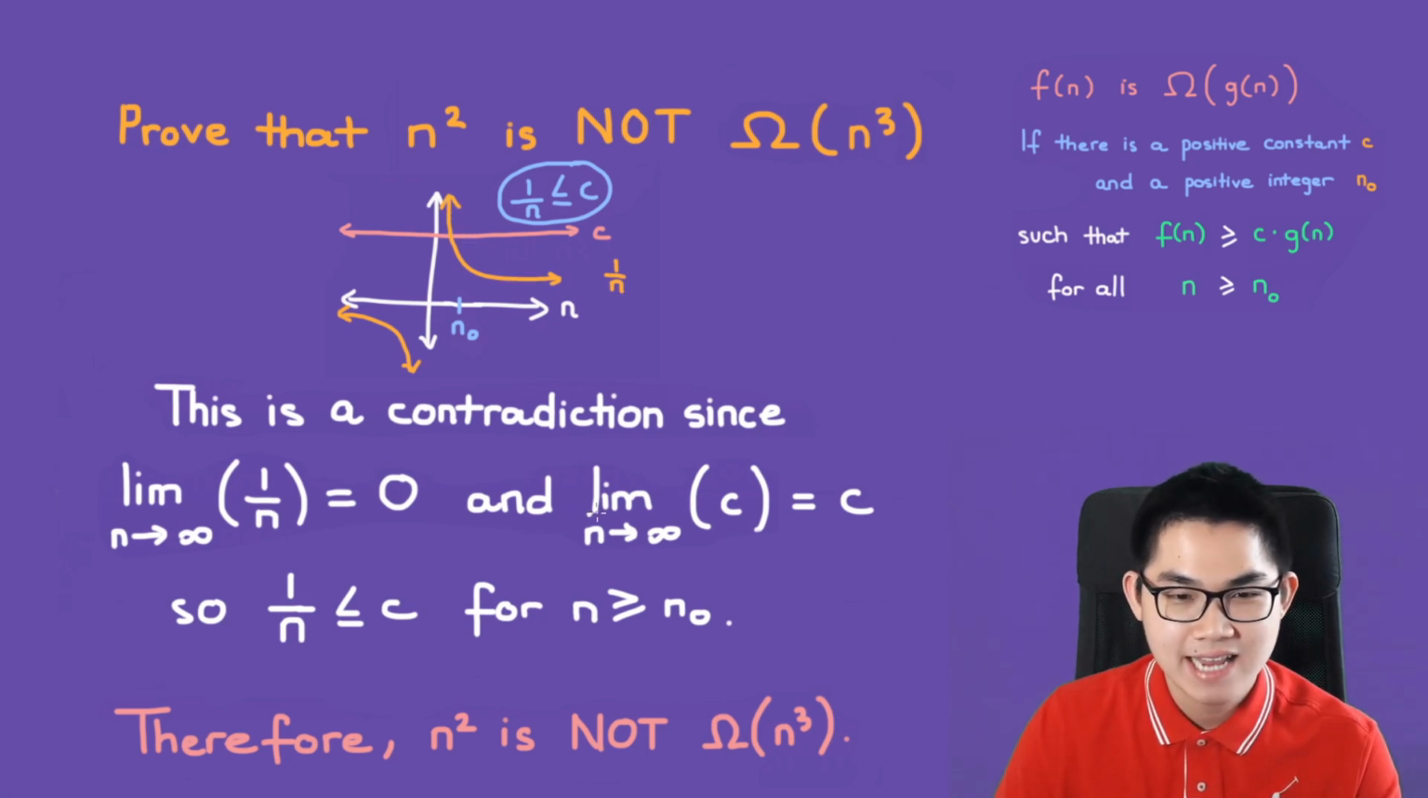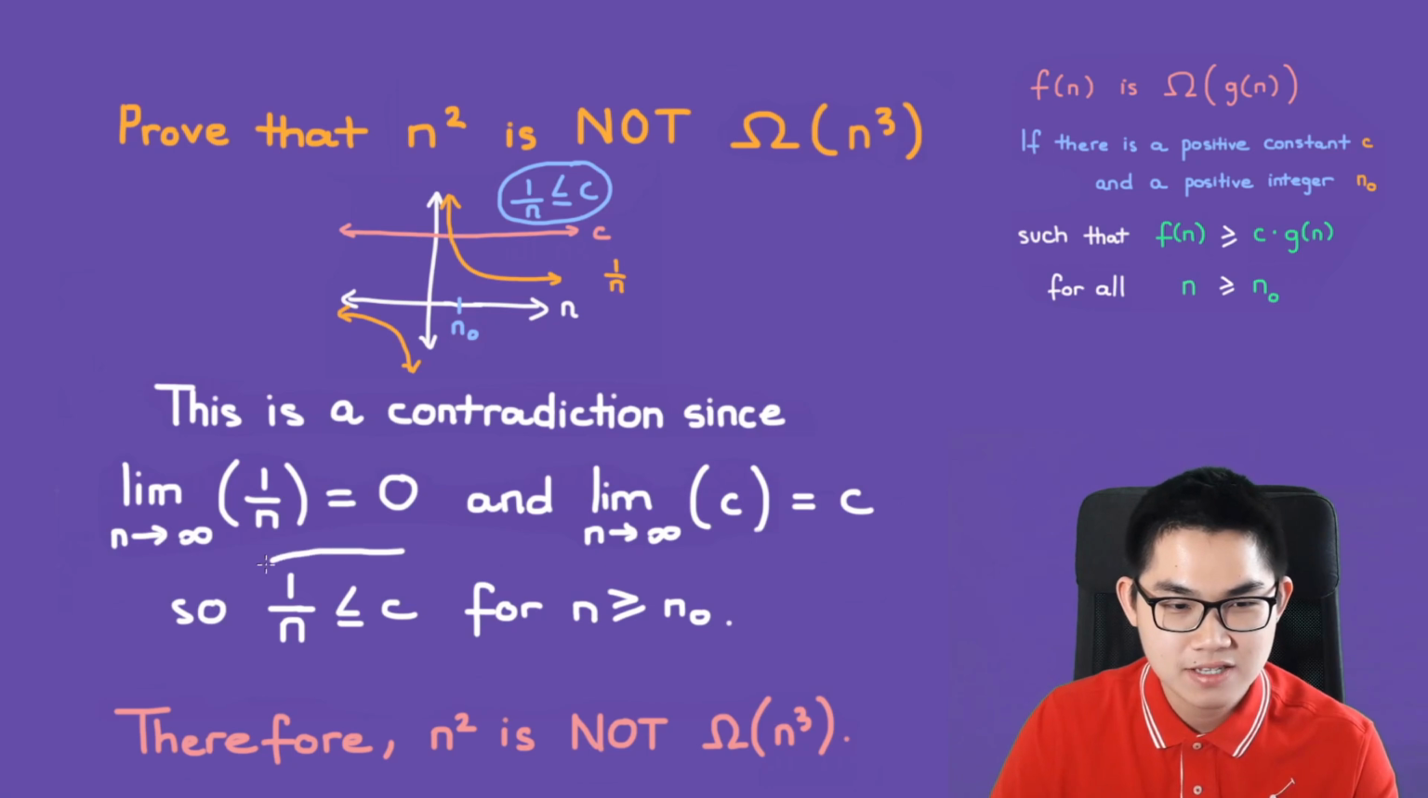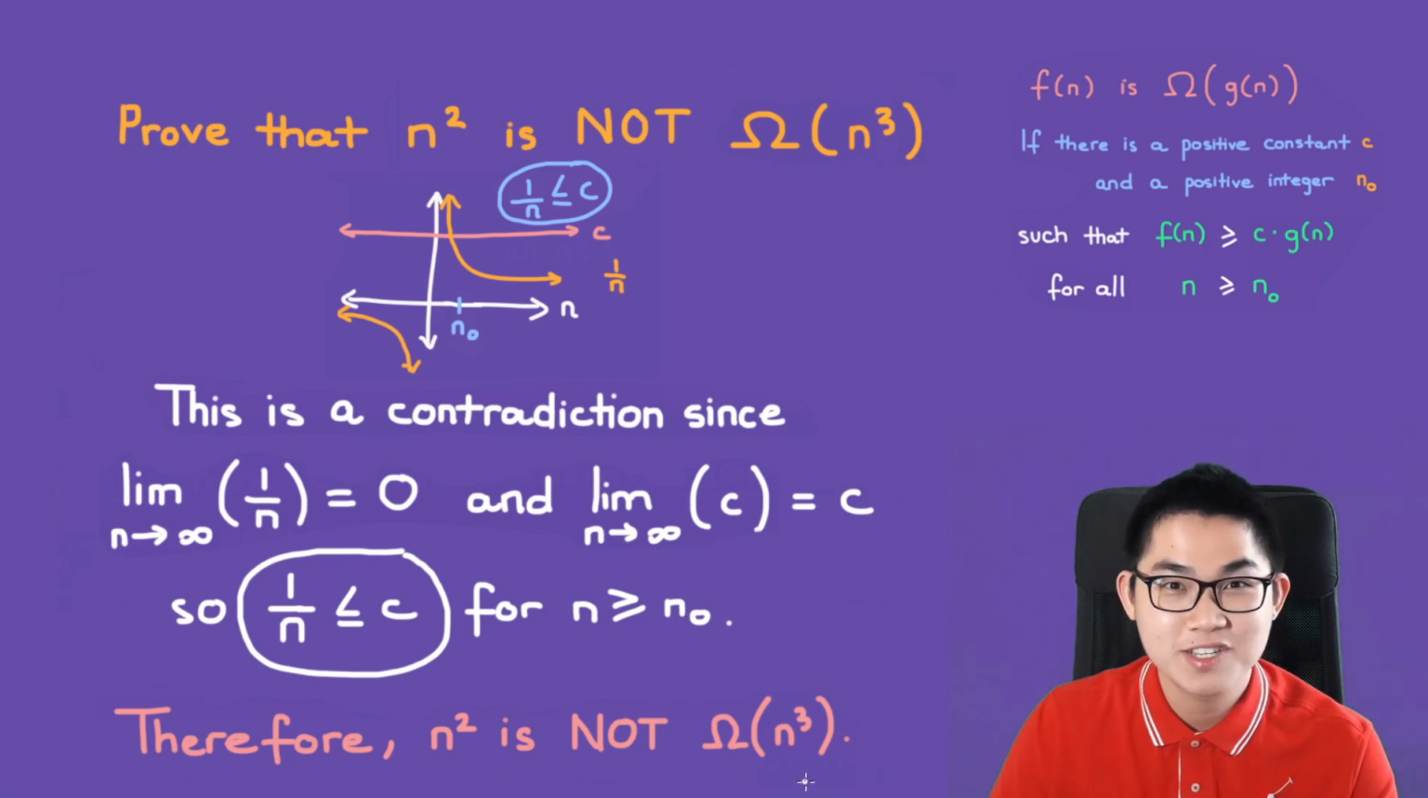Basically, we're just saying that this function is approaching 0, or it's approaching the horizontal axis as n approaches infinity. And the limit as n approaches infinity of c, right? So this is the line of c. So as n approaches infinity, it would just continue to be c. It's not going to change. Because of that, 1 over n is less than or equal to c, for n greater than or equal to n naught. So this is the way to say it, and therefore, n squared is not omega of n to the power of 3.